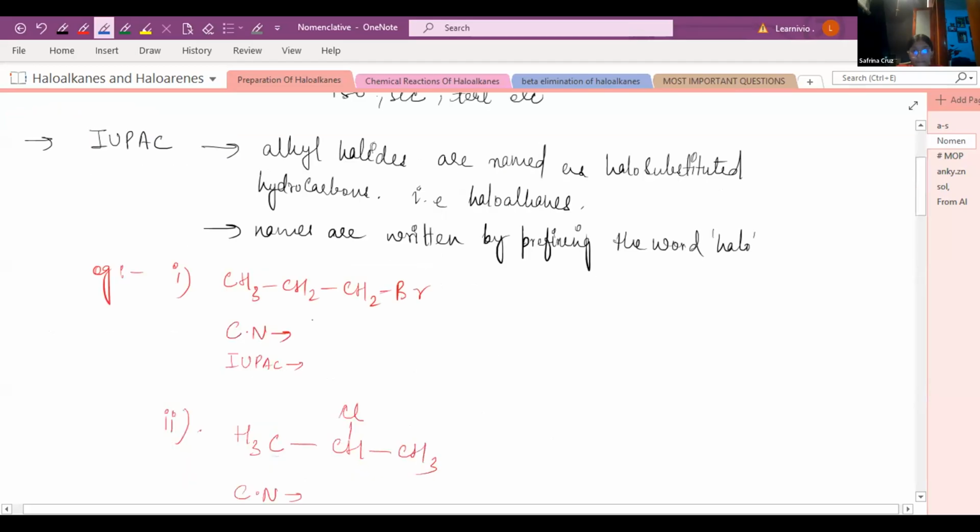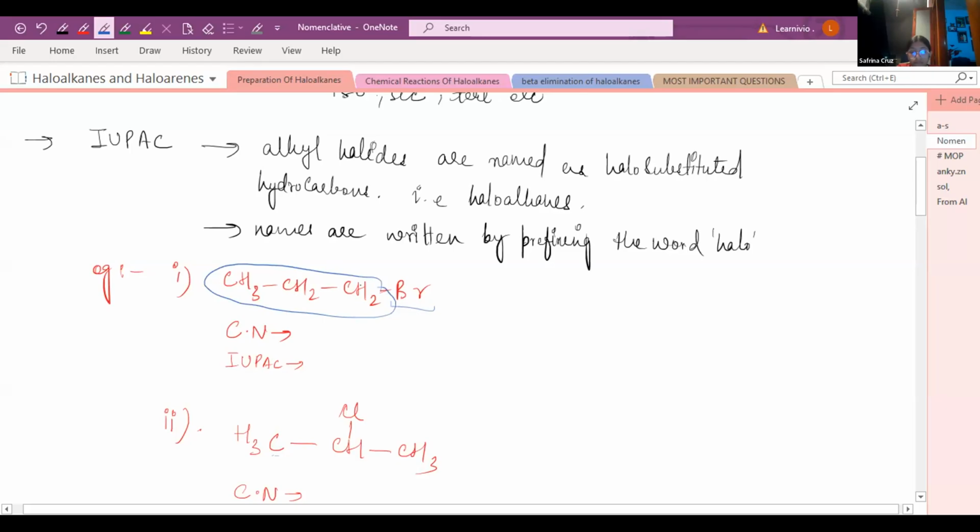Suppose, for example, this is a structure CH3, CH2, CH2, Br. Now, which halide is this? Bromine is attached, right? Now, what is the parent chain? The longest carbon chain is the parent chain. So this is the parent chain: 1, 2, 3, so a 3 carbon chain.